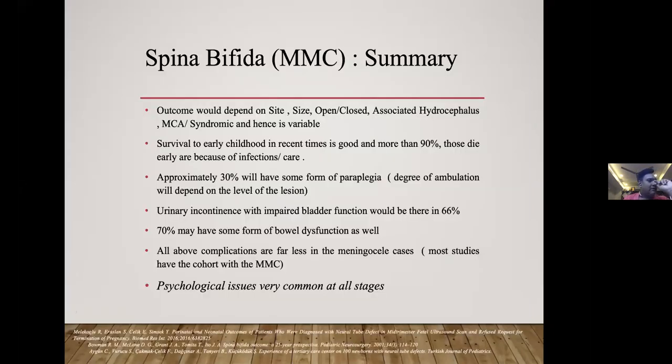So to summarize, when you look at spina bifida or meningomyelocele, the outcome would depend on site, size, open or closed, associated hydrocephalus, and whether it is associated with multiple congenital anomalies or is syndromic, and hence it's very variable. Survival to early childhood in recent times is very good, almost 90%. Those who die early do so because of infections. Approximately 30% will have some paraplegia and will need some support for ambulation. Urinary incontinence and impaired bladder function are seen in almost 60% of cases, and 70% of cases would have bowel dysfunction. All the above complications are far less, reduced by almost half to three-fourths, when it is a meningocele compared to meningomyelocele. And there is a huge lot of psychological issues these patients have to face.